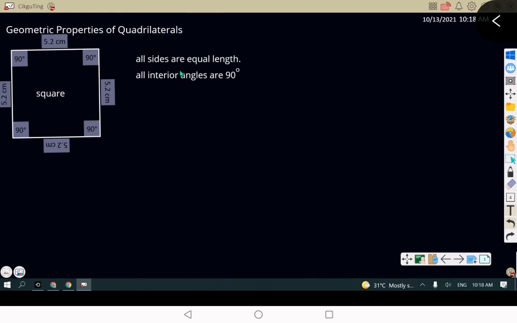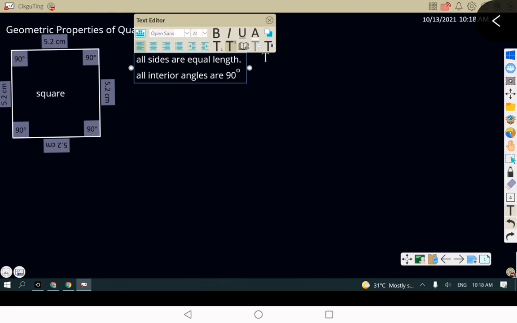Okay, in your mind. So all sides are of equal length, and all interior angles are 90 degrees. Before we consider the others, you can identify more. You can extend something like this. What is the meaning here?